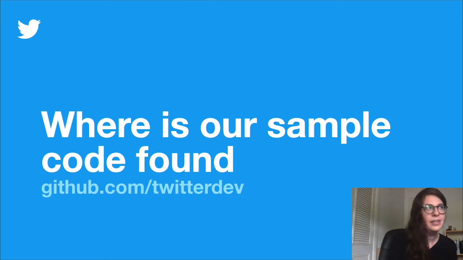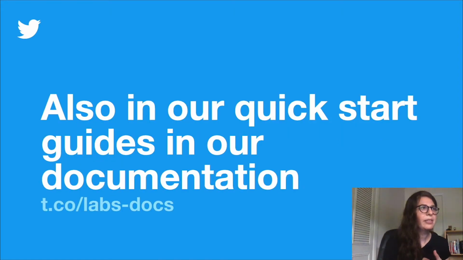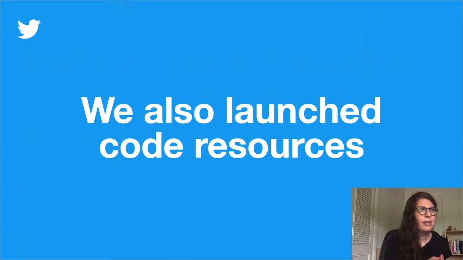Twitter sample code can be found on our GitHub repository at github.com/twitterdev. We also have it sprinkled throughout our quick start guides and our documentation as well. When I think about sample code in particular, I also think about code-related resources. With this launch, we launched a series of code-related resources as well.